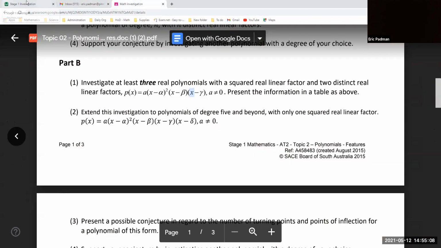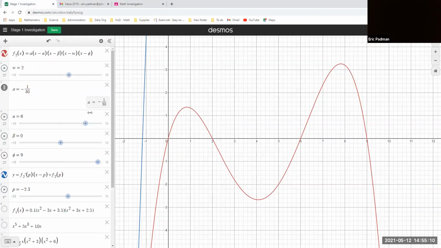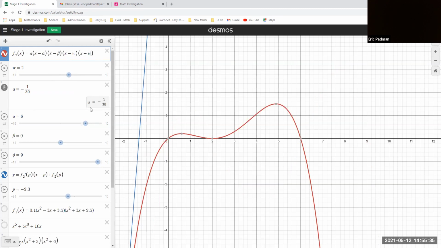So I've put up the one that has 4 linear factors. I'm going to change this so that, you know what, let's make W the squared factor. So I'm going to have a repeated factor. I'm going to get rid of phi and change that to W. Phi doesn't matter; that doesn't change anything anymore because it's not graphed. It's not part of the function.